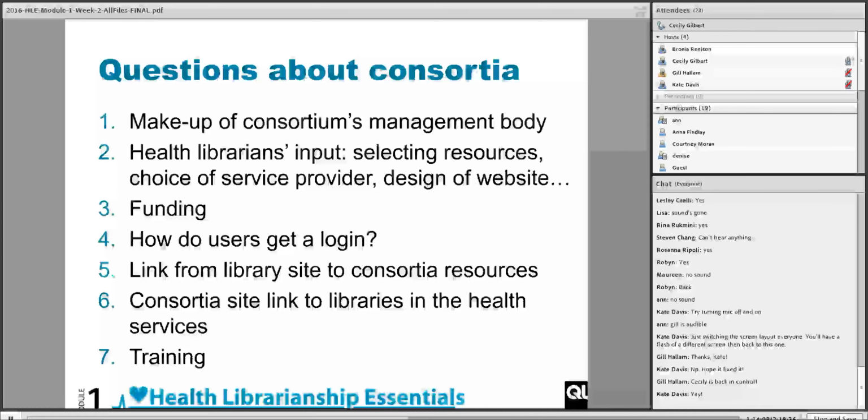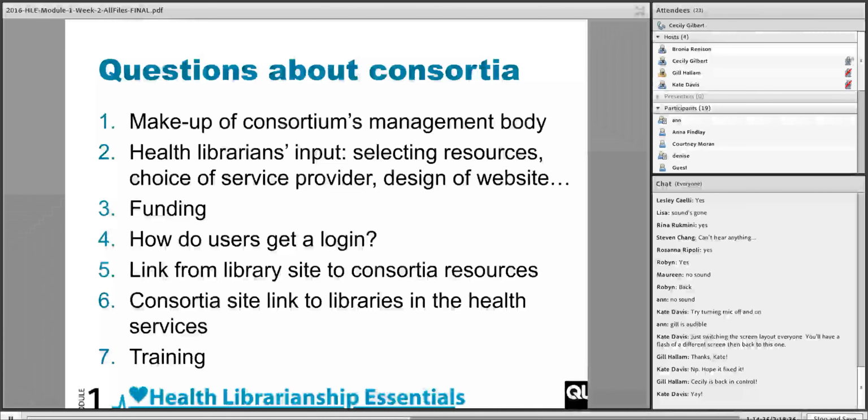This is what's the governance of the governance. We need to know who has a voice on the management of the consortium and how opinions are weighted, how products are selected. Do health librarians have input into the choice of service provider or the design of a website, for instance? What's the funding arrangement? And are there anything like guarantees about how sustainable that funding is?